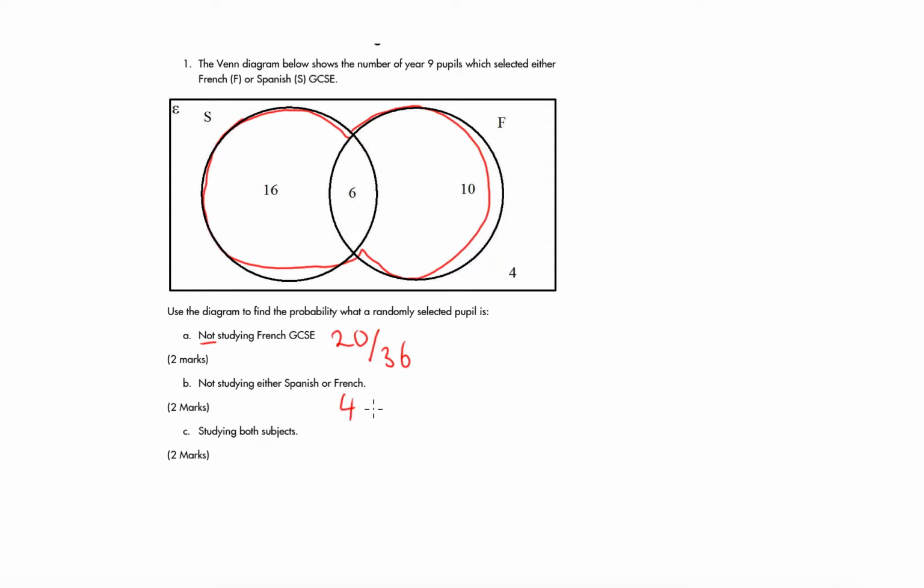Okay, so it's 4 people who don't study out of the total, which is 36. Okay, and again, you should be simplifying these. So 20 out of 36 is, let's finish this one first. Okay, part C is studying both subjects.